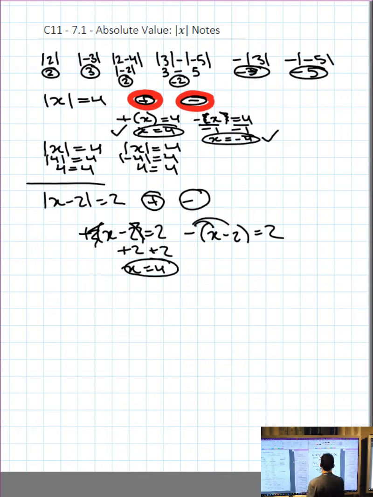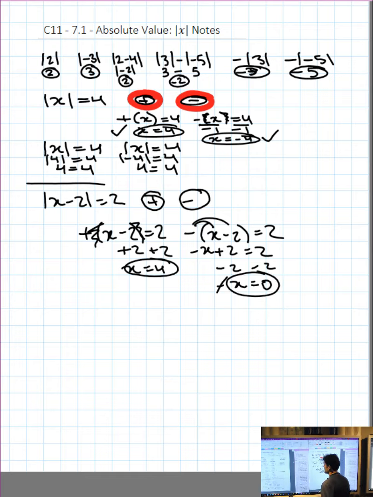Equation on the right, distribute a negative in. Negative x plus 2 equals 2. Minus 2 minus 2, negative x equals 0. Divide both sides by negative 1. Cross off the negative in front. X equals 0. X equals 4 and 0.